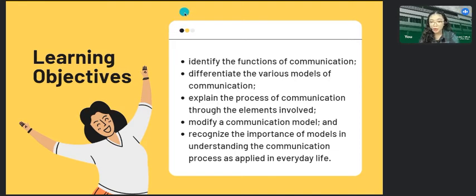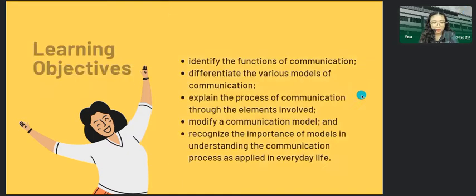So you need to remember these learning objectives so that after we finish our discussion, you will be able to go back to them and check if we already met these objectives. Okay, so let's proceed to our discussion.